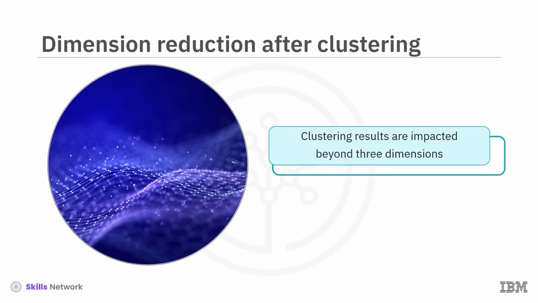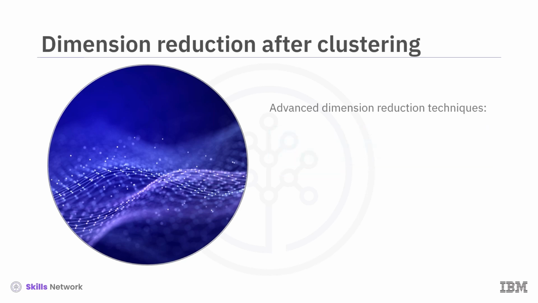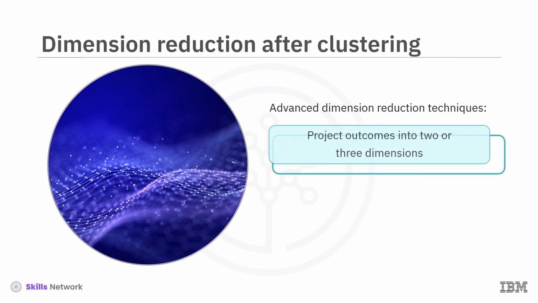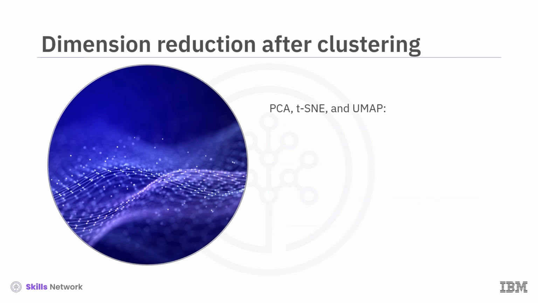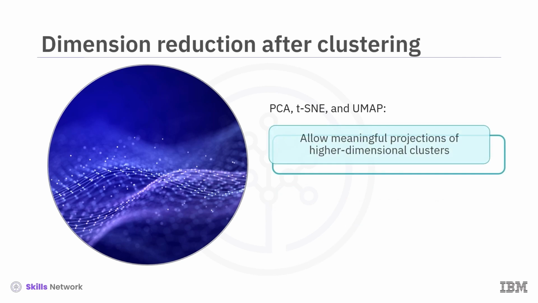Clustering results cannot be visualized directly when working with feature spaces beyond 3 dimensions. However, advanced dimension reduction techniques can project these clustering outcomes into 2 or 3 dimensions, significantly improving visual interpretation. Methods such as PCA, t-SNE, and UMAP allow for meaningful projections of higher dimensional clusters into 2 or 3 dimensions.